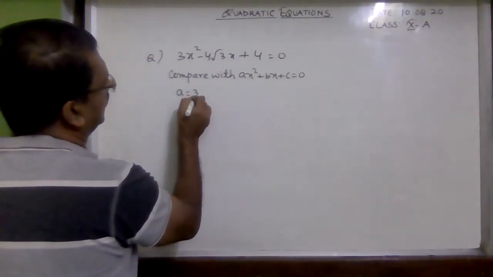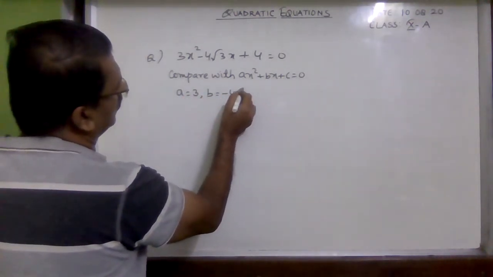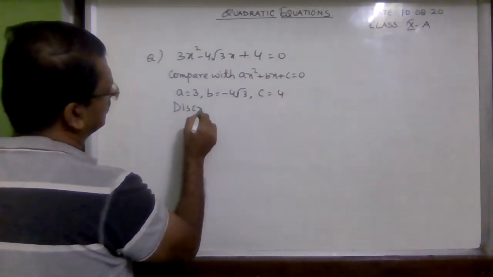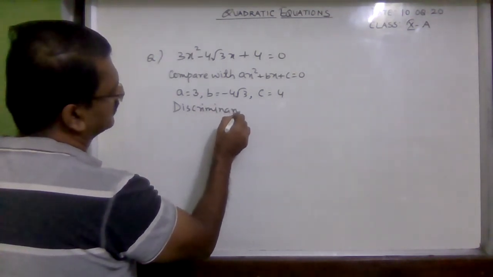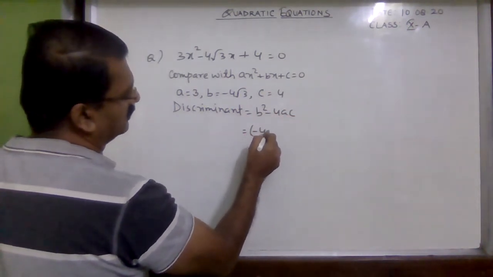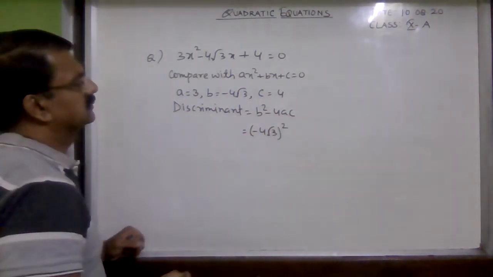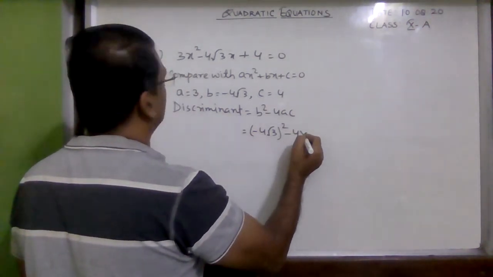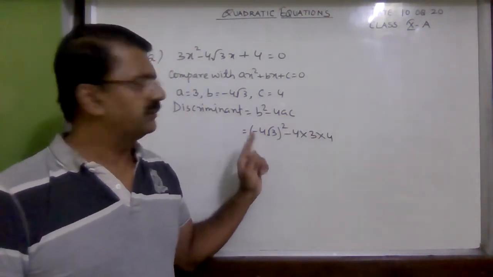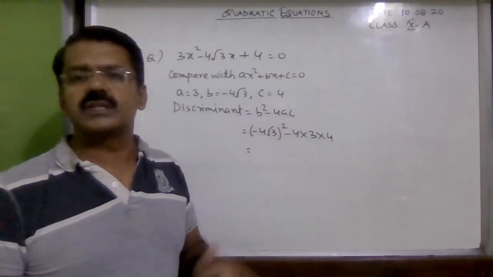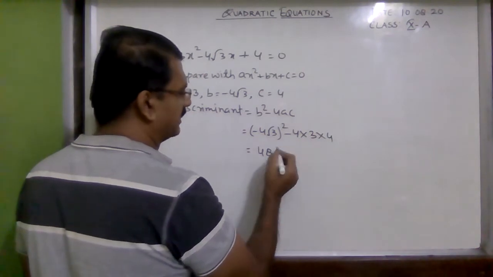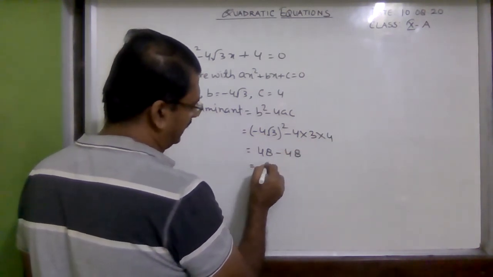a = 3, b = −4√3, c = 4. Now the discriminant, that is b² − 4ac = (−4√3)² − 4ac. Now you see, minus square is plus, 4 square is 16, root 3 square is 3. 16 into 3 is 48. And here 4 4s are 16, 3s are 48. And 48 minus 48 is 0.